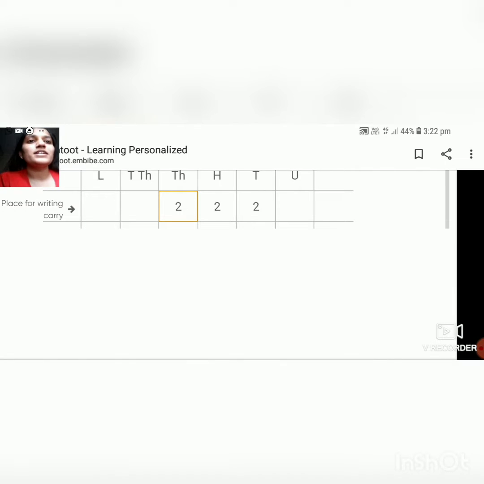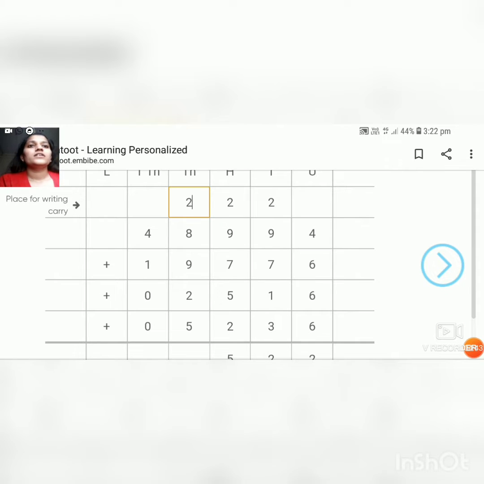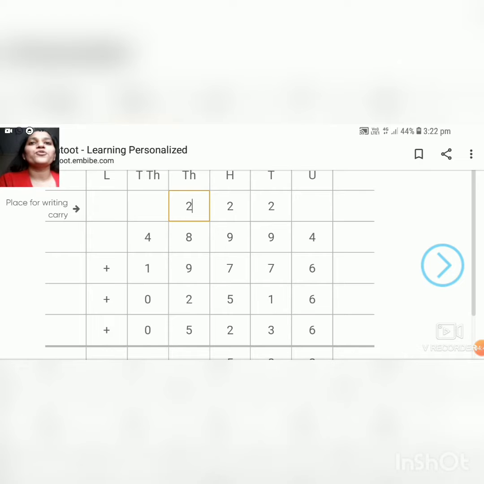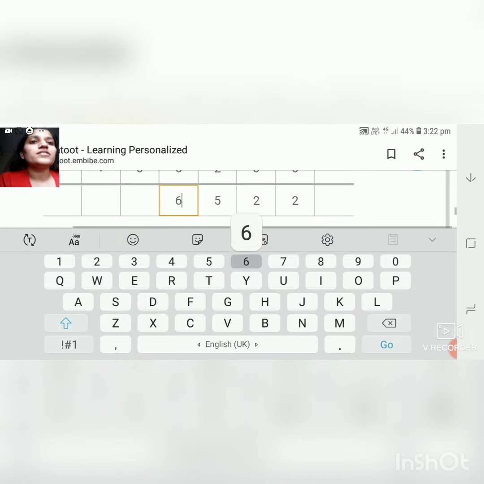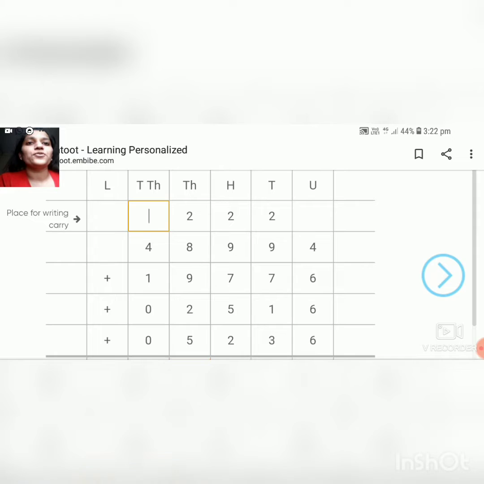So students, here we can see that in the 1000s place there are again 4 digits, plus we have to add the carryover. So 2 plus 8, 10. 10 plus 9, 19. 19 plus 2, 21. And 21 plus 5, 26. So from 26 we are going to write 6 here, and 2 we write as a carryover.